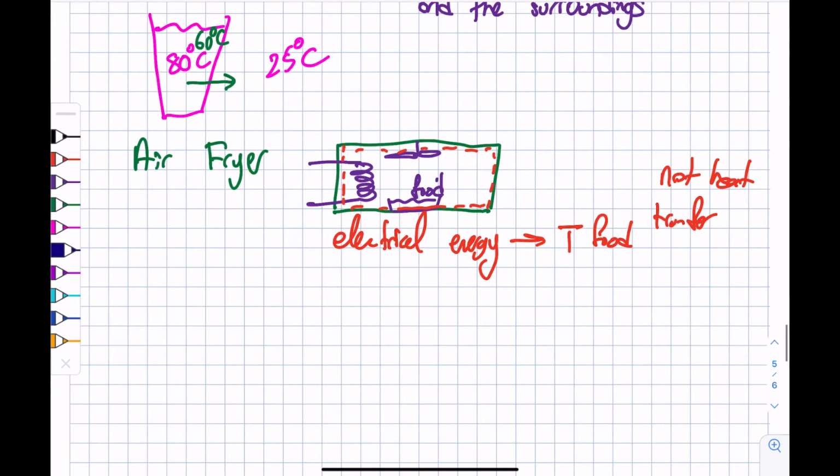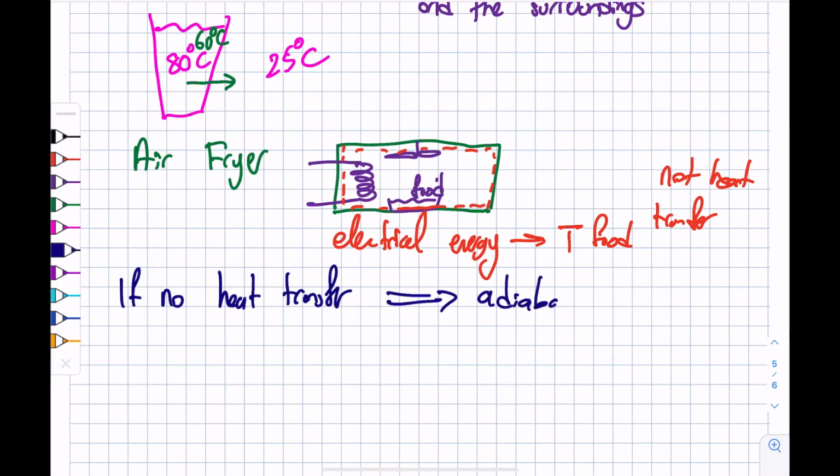And I said that if there is no heat transfer, well, let's get a name for it. If there is no heat transfer between the system and the surroundings, I'm going to call this an adiabatic system. I use this terminology very often. Why? Because it's going to make your life easier. Now you see, let's go back.